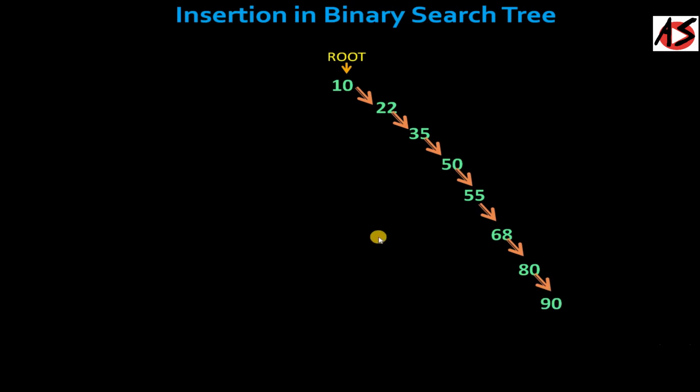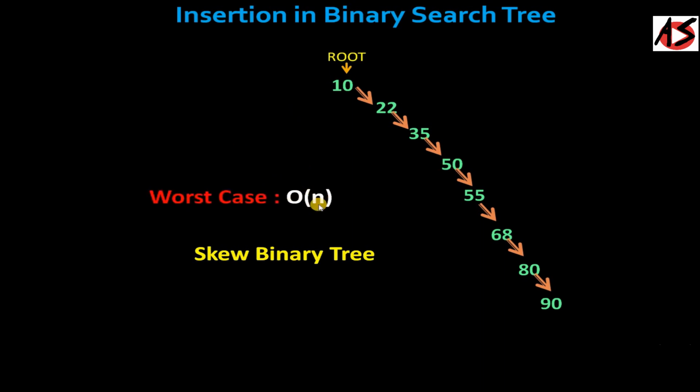So this kind of binary tree is known as a skew binary tree. So in skew binary tree insertions, every time you have to go through all n elements for the insertion. So in such a skew binary tree, your worst case time complexity is nothing but order n, because you have to compare all n elements that are already inserted into the tree, and then you are inserting the element at last, so you have to compare all n elements. So this is all about the insertion in a binary search tree.